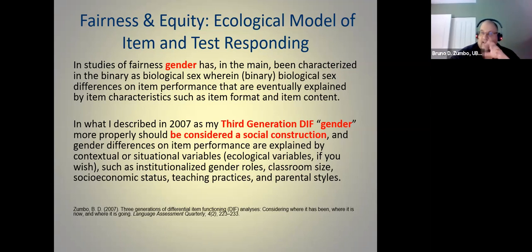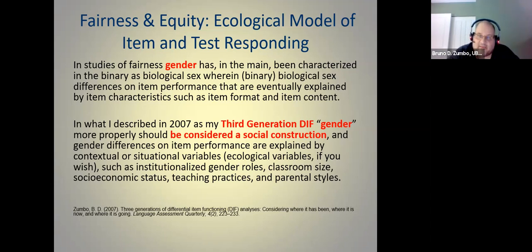So let me say a few words, and you'll see how my framework for validity and testing, rich theorizing, contextual notions and pragmatic explanations now come into framing fairness and equity from this point of view, at least psychometric fairness and equity. In the studies of fairness, gender has, in the main, been characterized as binary and as biological sex, where male-female differences on item performance are eventually explained by item characteristics such as item format and item content.